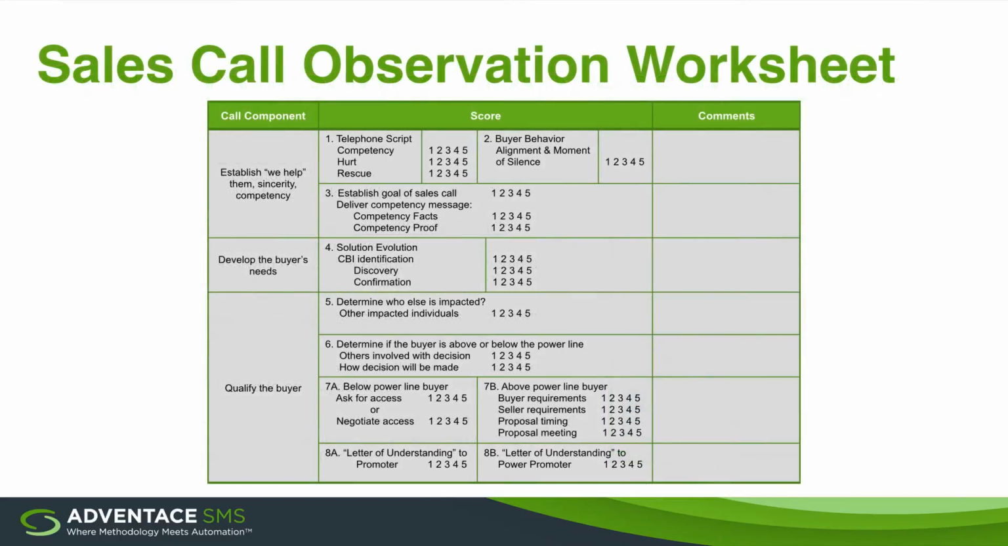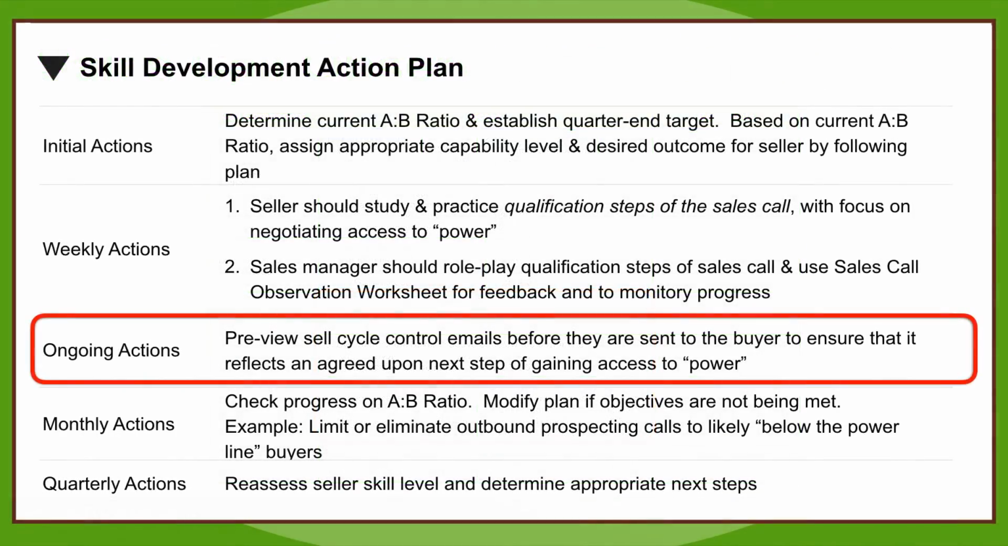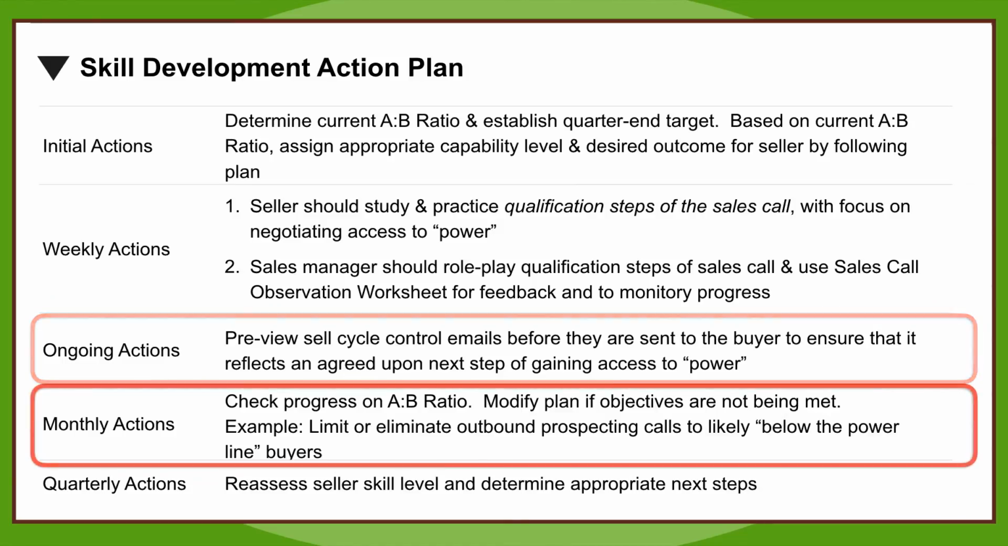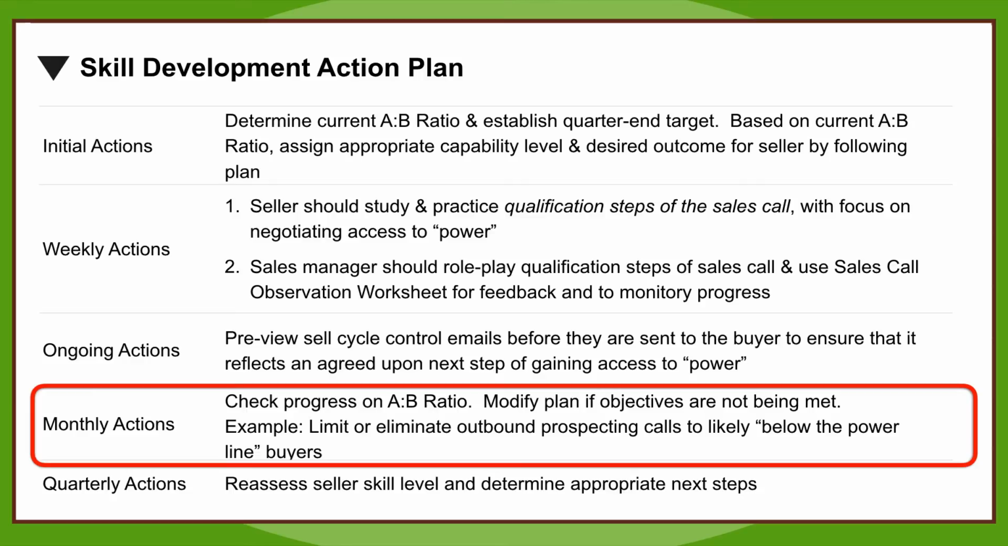And here's the role-play observation worksheet, and specifically the area that's related to negotiating for access to power, where the manager should record his or her results. As the seller works opportunities, it's crucial for the manager to preview any sales cycle control emails or letters created by the salesperson before they're sent to the buyer, to generally ensure the quality and specifically to ensure that the seller has in fact successfully negotiated access to power, instead of staying mucked and mired on an unnecessarily long and unpredictable opportunity. I also recommend that on a monthly basis you check progress on the A to B ratio.